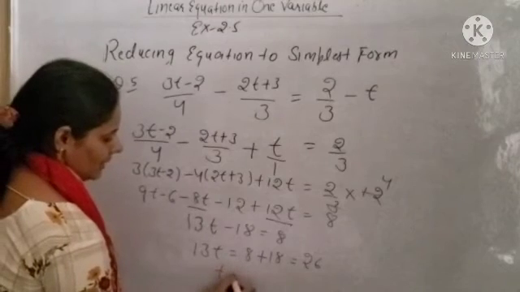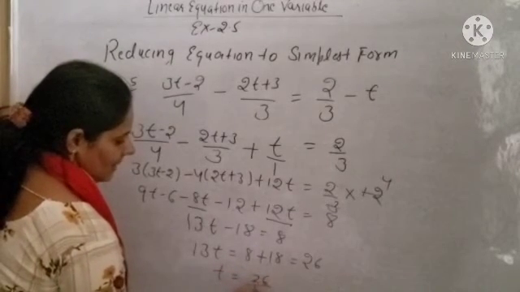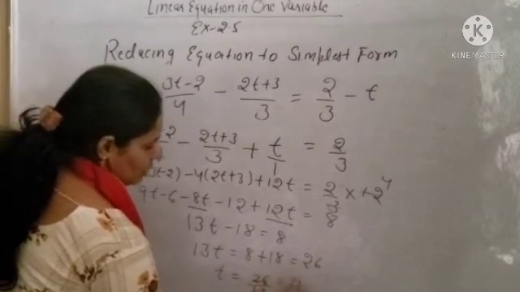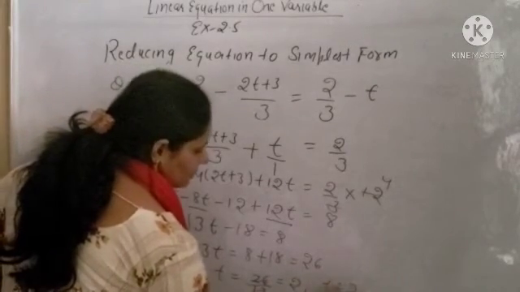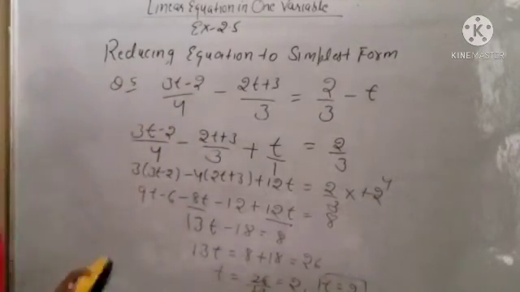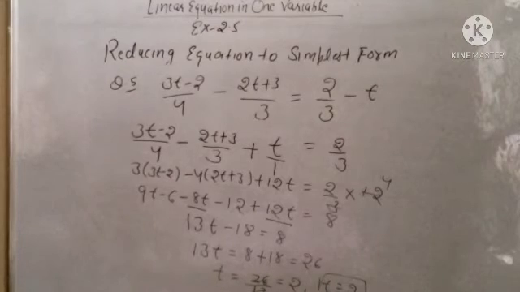So what will be the value of t? 26 divided by 13, so it will be 2. So you can say t will be equal to 2. Okay, t will be equal to 2. So how will you solve beta? Okay, is it not visible?